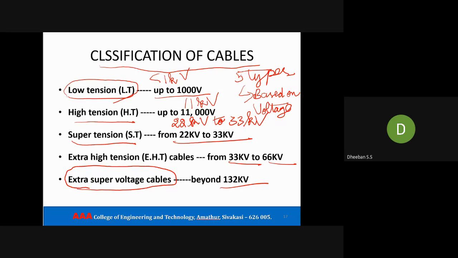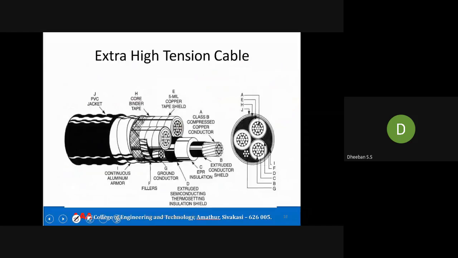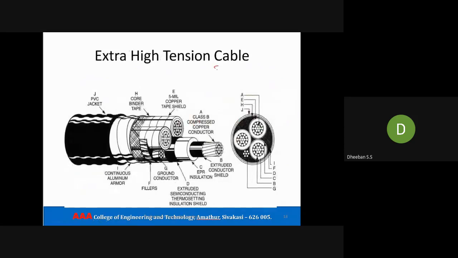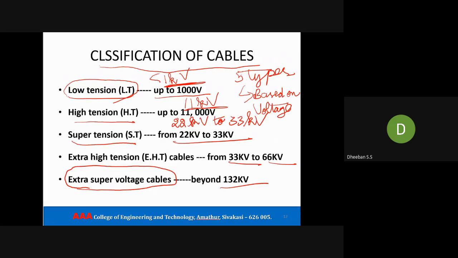So this is a classification based upon your voltage level. Okay, the voltage range, so it might be easy for you. So this is the structure of your extra high tension cable. Extra high tension cable ranges from 33 kV to 66 kV. Okay. So here you can see the amount of insulation. The amount of insulation over here will be very high when compared to your other types of cables.